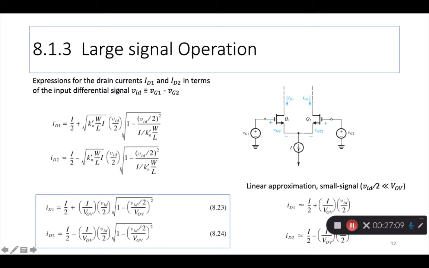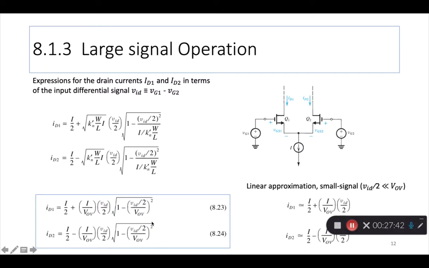So the expression for the drain currents ID1 and ID2 in terms of the differential input signal VID, which is the difference between the gate signals VG1 minus VG2, right? So ID1 in terms of VID is this, and for ID2, this plus changes to minus. Everything else is the same.